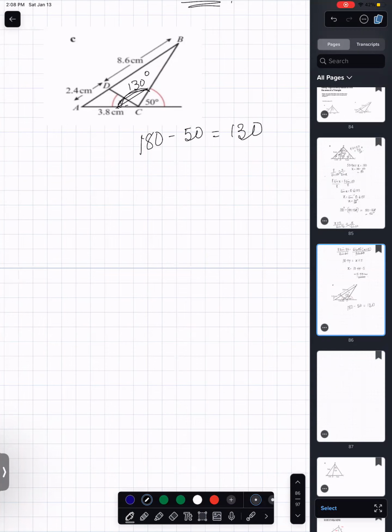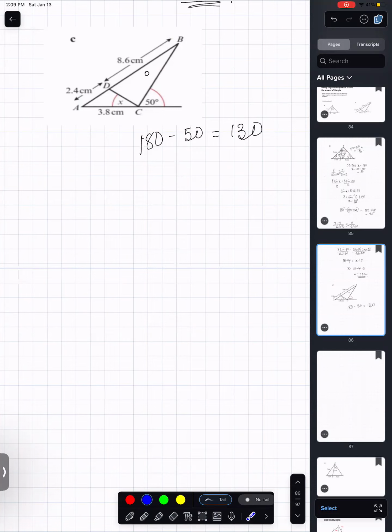So x plus that angle is equal to 130. Then the question is asking us to find our marked angle at x. We are looking for the marked angle at x. So what approach do we apply to get our x? Take note of this also. This is a non-right angle triangle. We can't apply the principle of SOHCAHTOA.